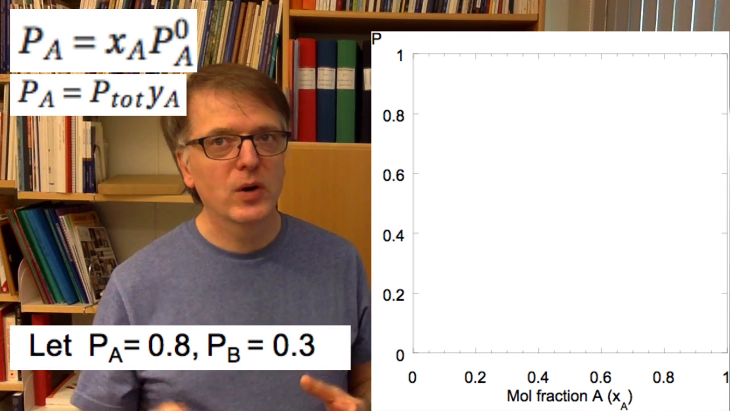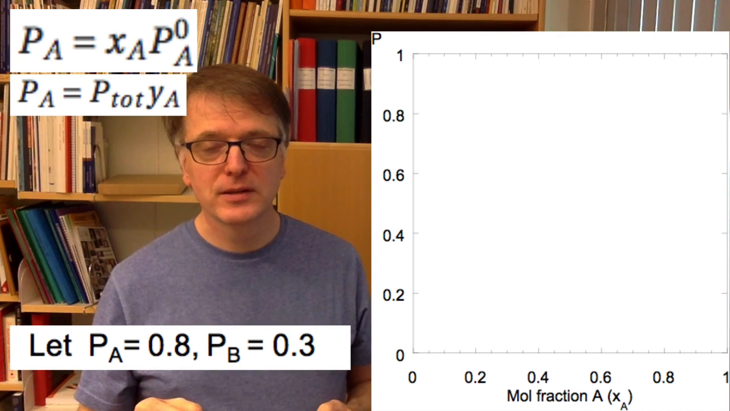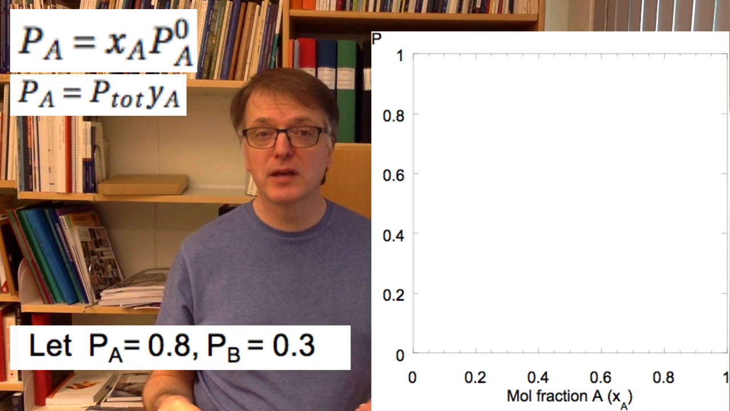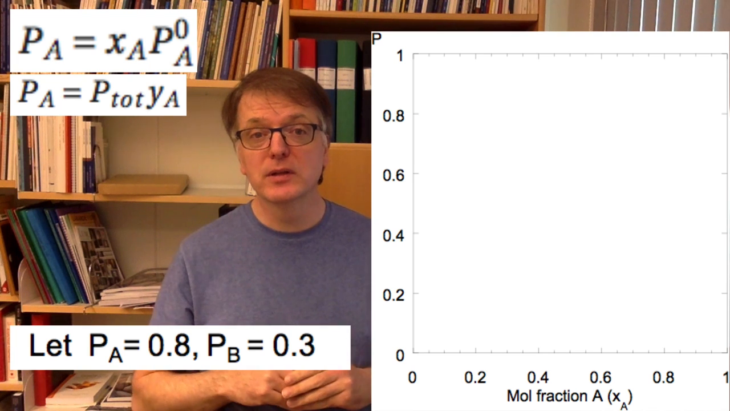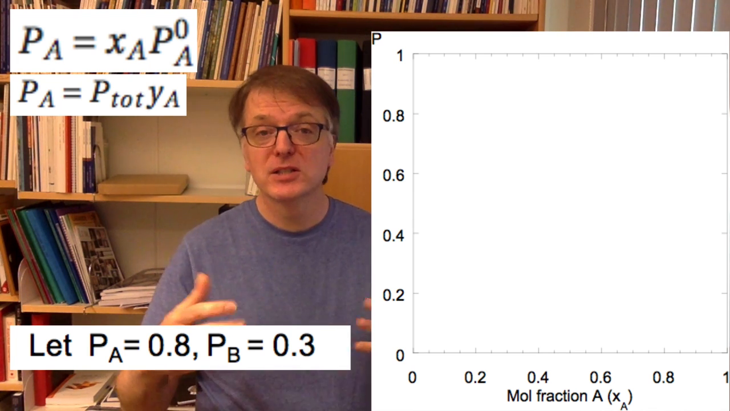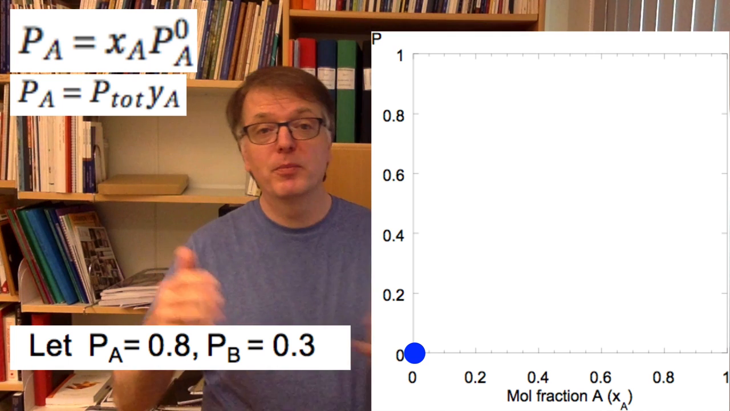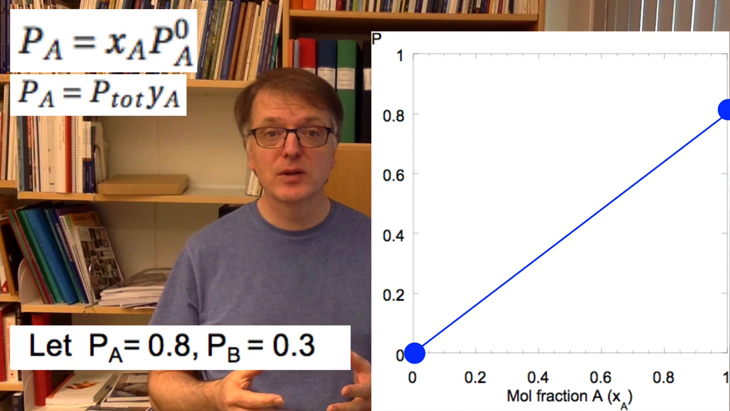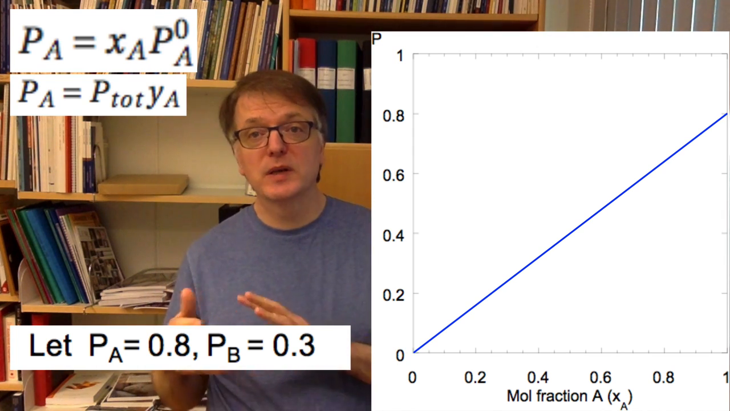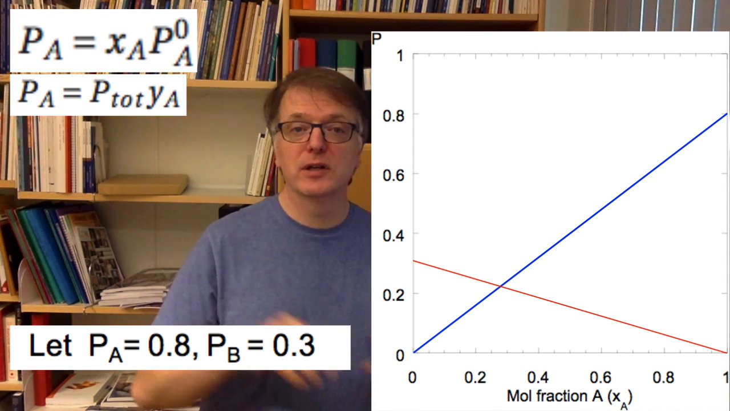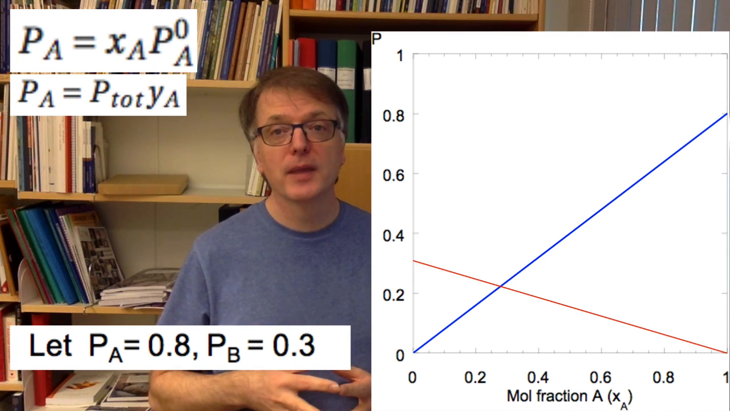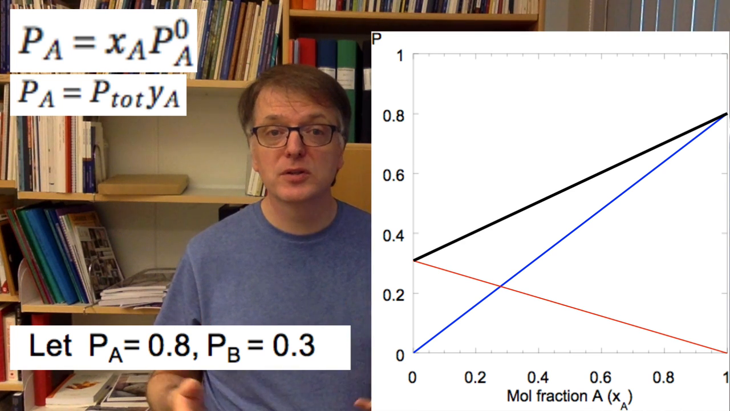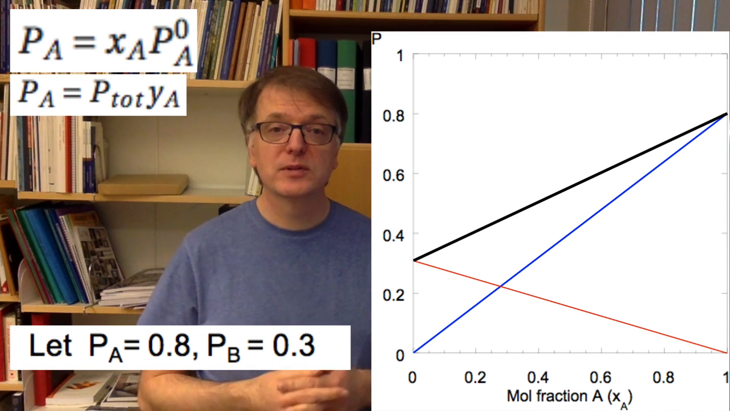So Raoult's law is linear, right? If we have no A, then the partial pressure of A over this liquid, if it's boiling, must be zero. And if we have pure substance, then we must have 0.8. So it should be a straight line between those values. And the same for B, but it goes between 0 and 0.3 instead of 0 and 0.8 for A. And the total pressure is simply the sum of the two partial pressures. So that was quick and easy.